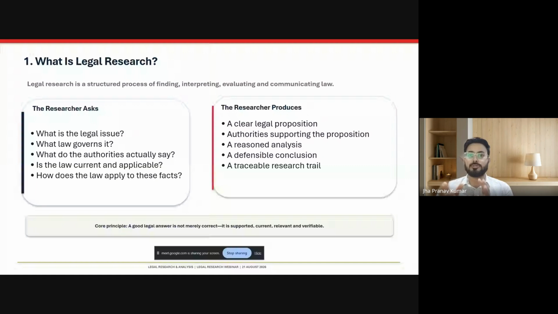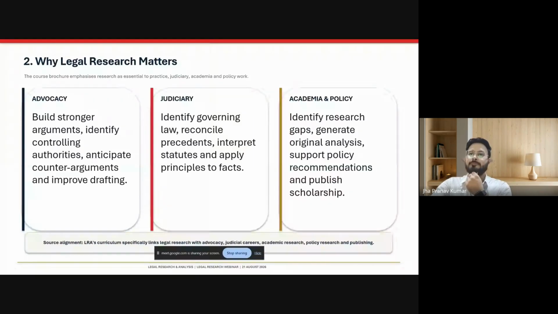So it's a two-way process. Initially, it was hard work, but now people are trying to be smart and also trying to use AI. But again, you always have to double check. So your research work has to be traceable as well.